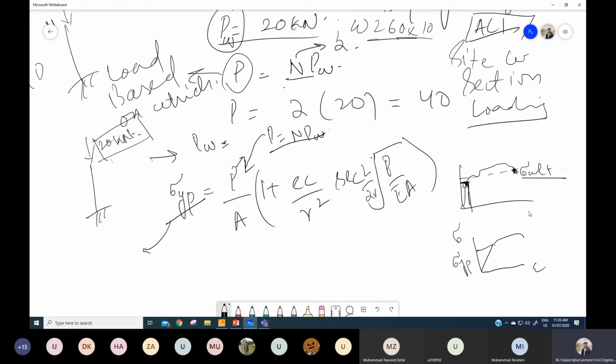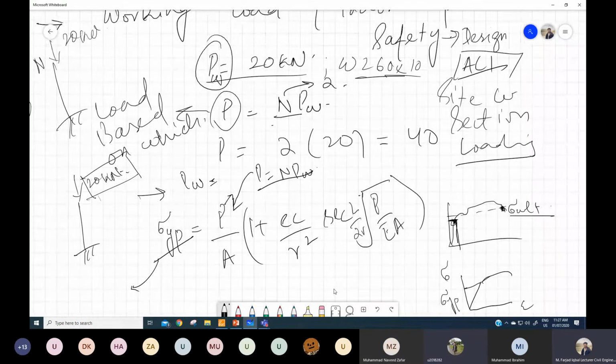By the way, have you completed the tension test on the steel member in some lab? Yes, sir. So you know how this graph works, right? Yes, sir. Okay.